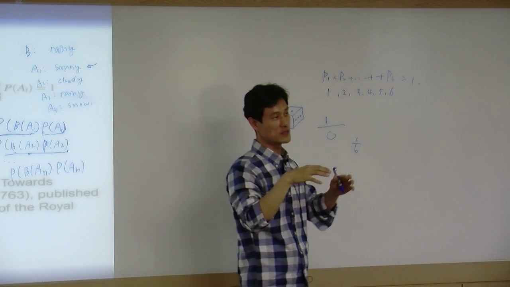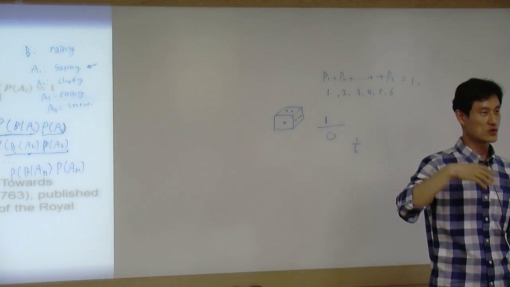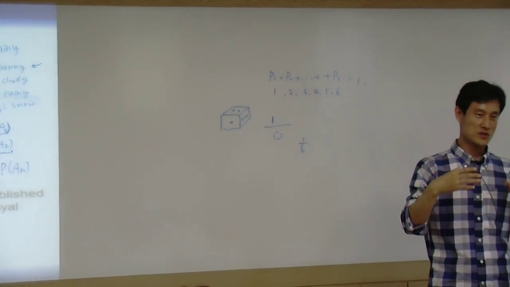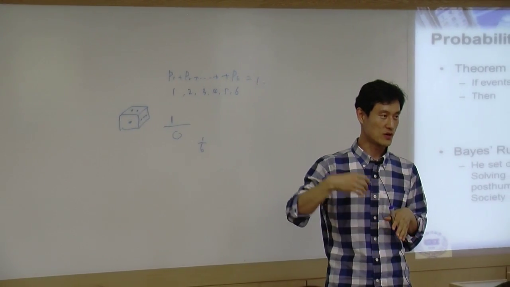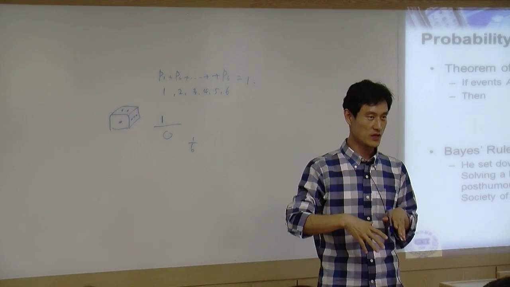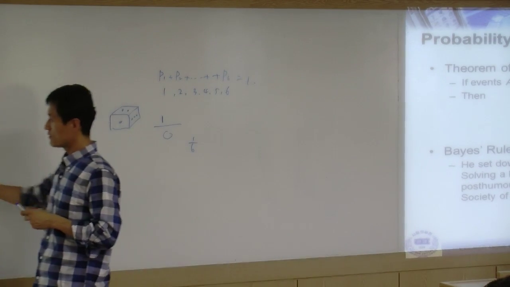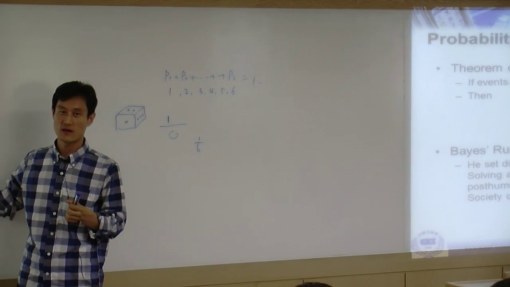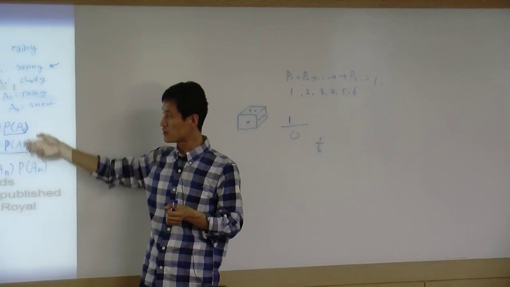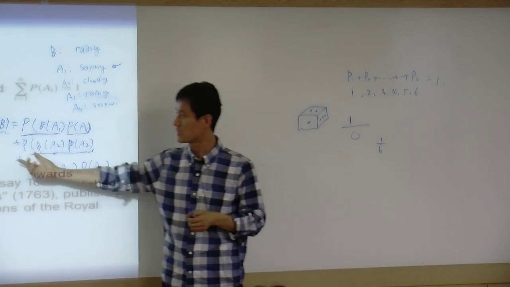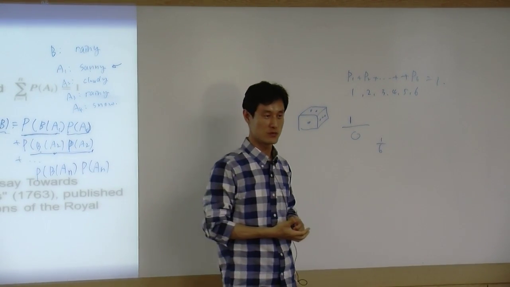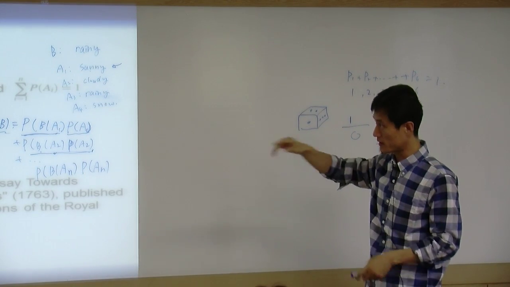What is the probability that today is sunny but tomorrow snow? What is the probability that today is sunny but tomorrow rainy? Sunny today, cloudy tomorrow. So all these different cases, and add it all together. Once you do this, you have the probability that we have rain tomorrow. So that's the total probability.